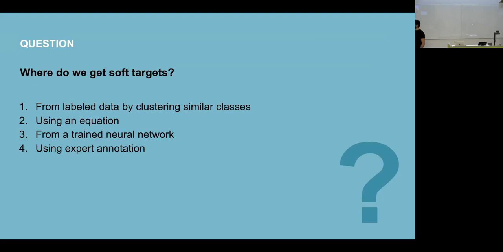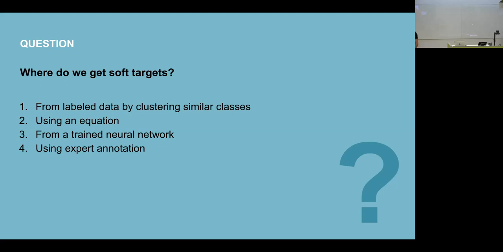That would be a specific case of number 1. But yeah, you're right, there could be an equation. Who thinks it's number 3, from a trained neural network? Okay, most people. And who thinks it's number 4, using annotation and labeling? So yeah.